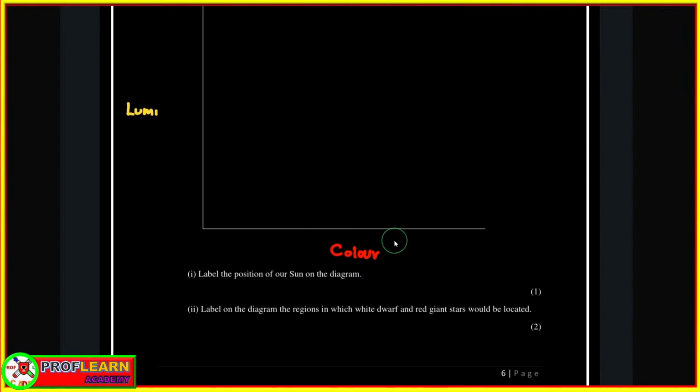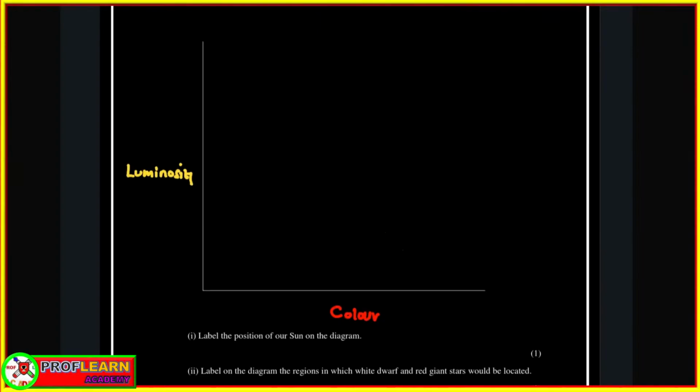Here is color, and at the top here we have luminosity. And luminosity tells about the amount of heat that is given out from the surface of a star. We say those at the top are bright, those that have low luminosity are dim. And color, those that are blue are towards where the axes are meeting, and on the far end, on the right side of color, we are going to have cool stars.